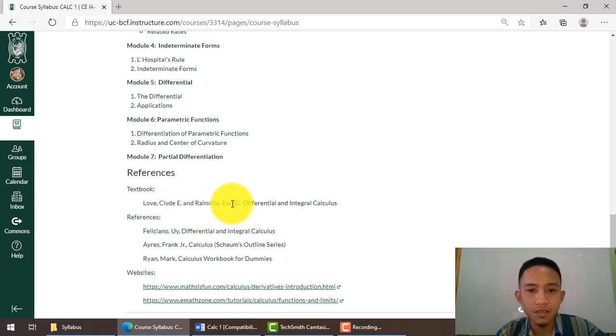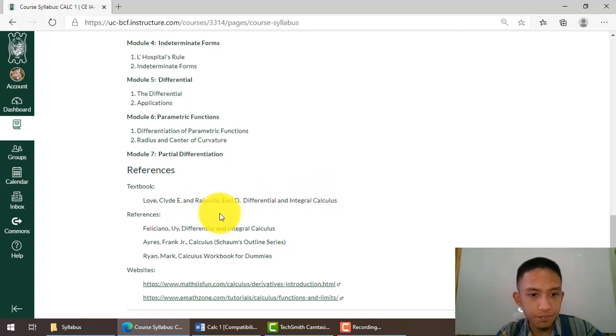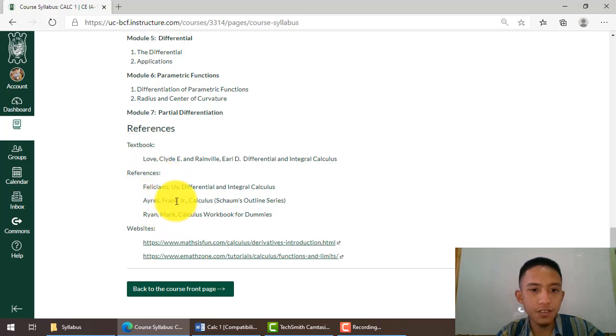Okay, this is differential and integral calculus. And then you have here other references. Actually, this is what I've been using, because this is at least easy to understand, since this is a Filipino author, Feliciano and Uy, the same differential and integral calculus. But of course, and so on and so forth, you have a lot there. But if you only have that one, okay, I do not require this.